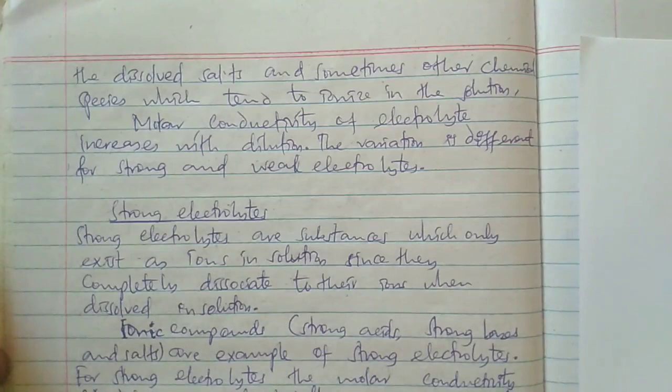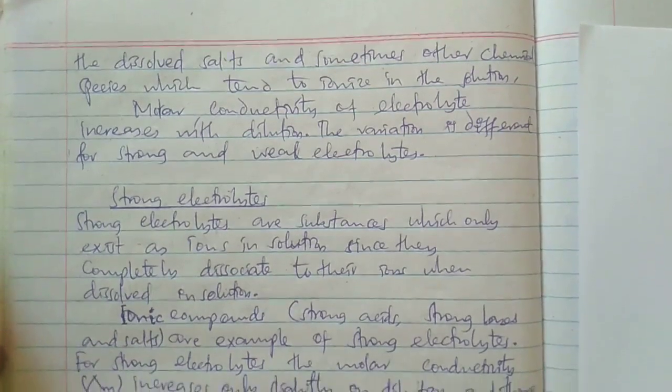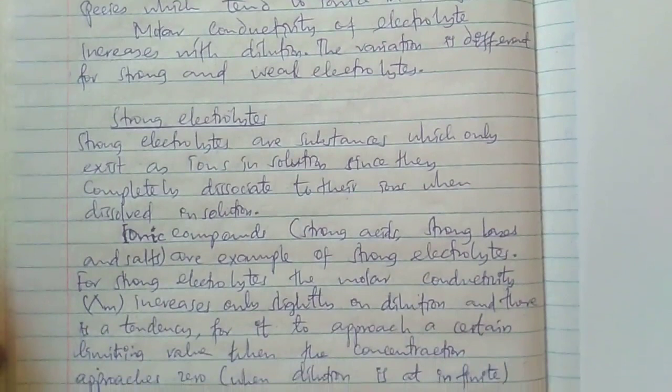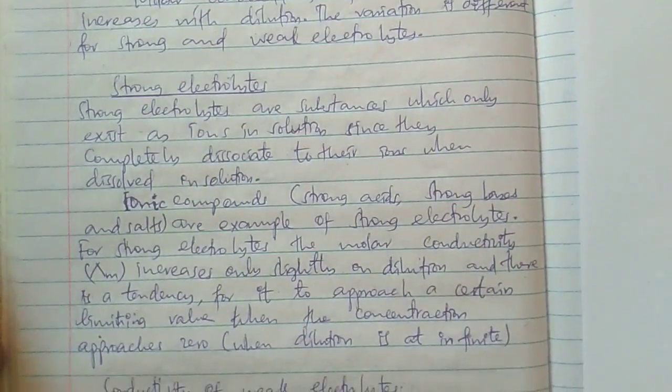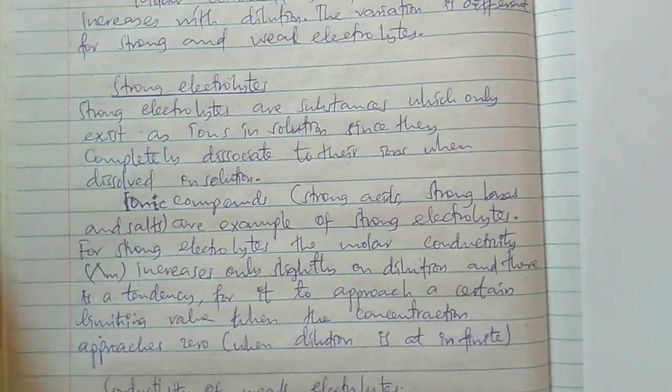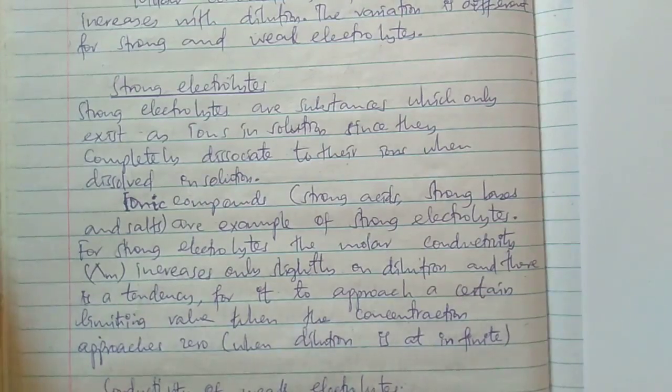The variation is different for strong and weak electrolytes. Starting our discussion with the strong electrolyte: strong electrolytes are substances which exist only as ions in solution, since they are completely dissociated into ions when dissolved. Ionic compounds, including strong acids, strong bases, and salts, are examples of strong electrolytes.